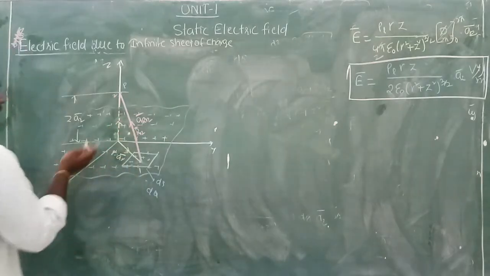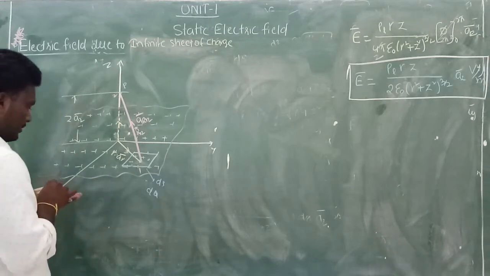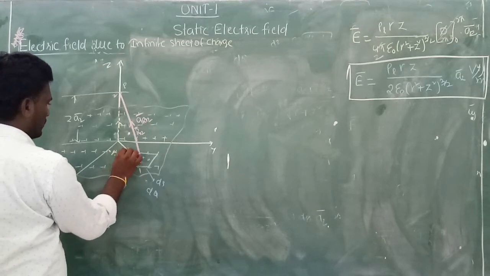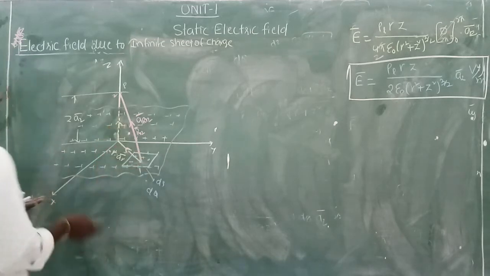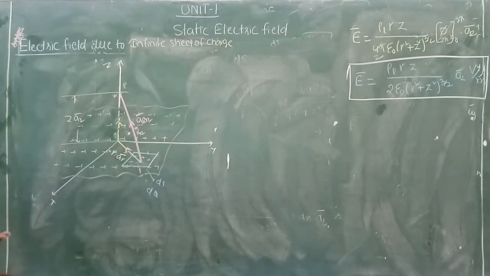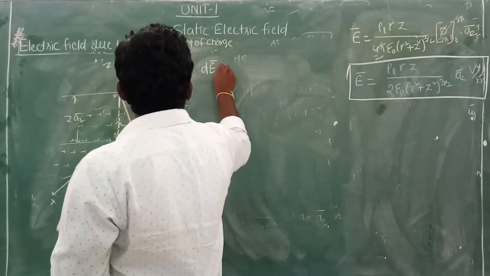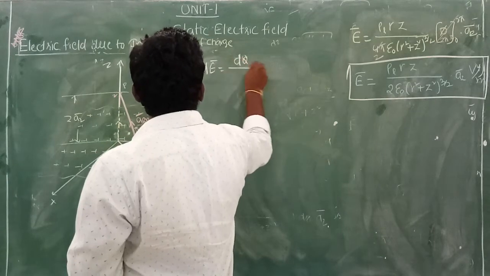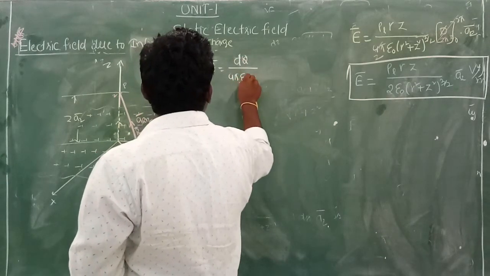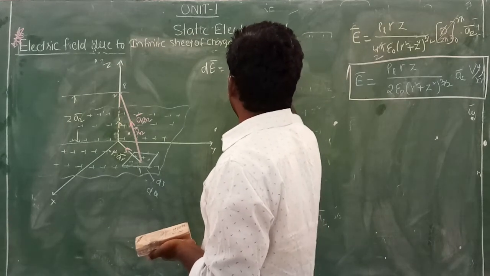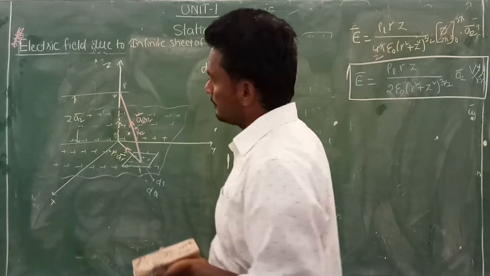Now it is the same explanation, so change the direction. Why? Because to get the resultant vector, the two vectors should be in the same direction. Now write the expression for the differential electric field intensity. dE bar is equal to dQ by 4 pi epsilon naught, magnitude of R12 square, into aR12 bar.